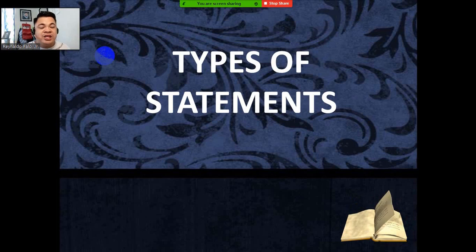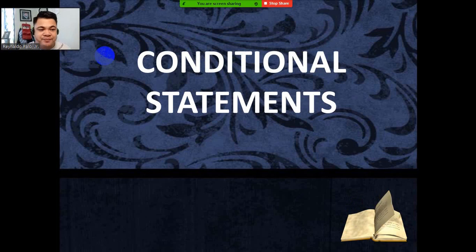Again, the difference between inductive and deductive: when we say inductive, it's from specific to general, while deductive is from general to specific. Now, let's have the last part of our session, types of statements. Let's begin with conditional statements.